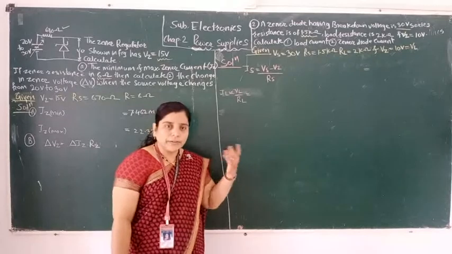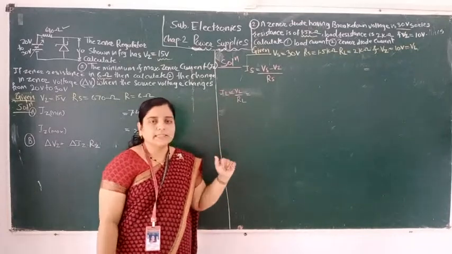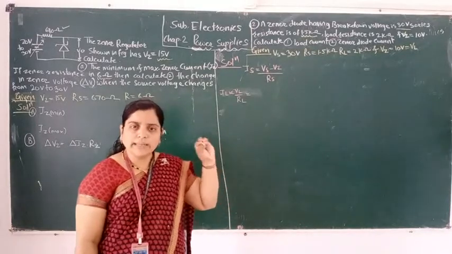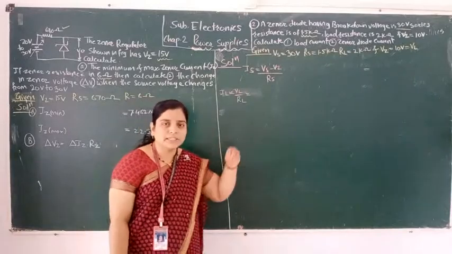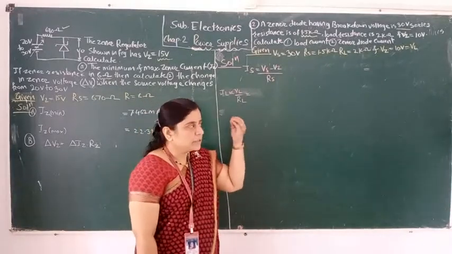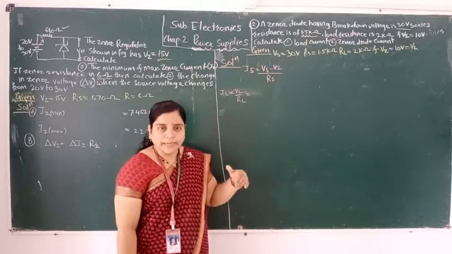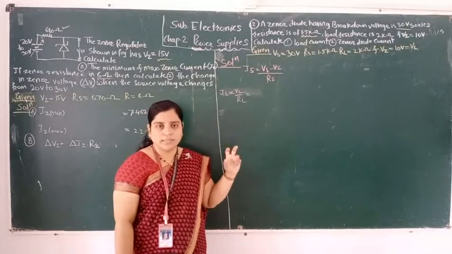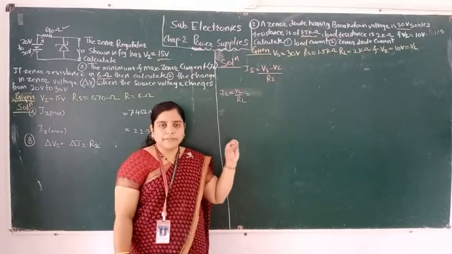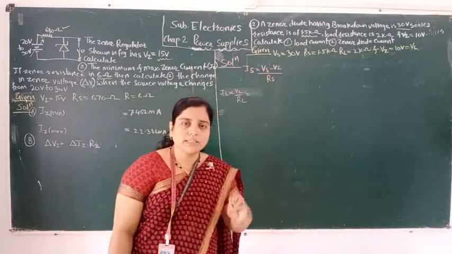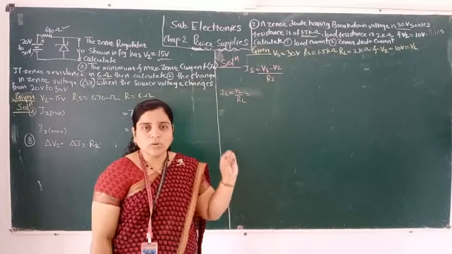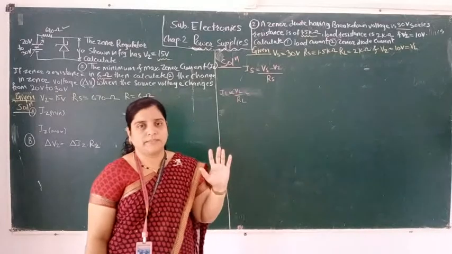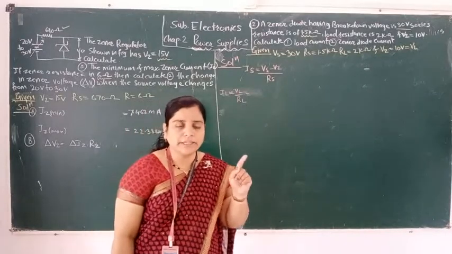To regulate that signal: if we are getting the signal from the mains, how much is that voltage? 230 volt. But it is not exactly 230 volt. There is a variation in that voltage. It may be 229, 228, or it may be 233. It is not constant in the input. The load resistance is also varying. Still we want the output voltage to be constant. That is the regulator.